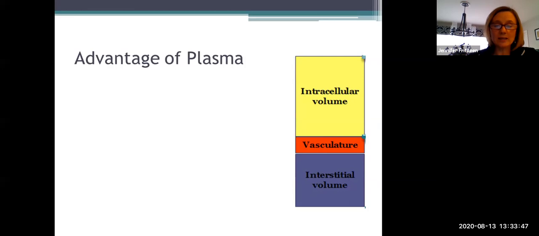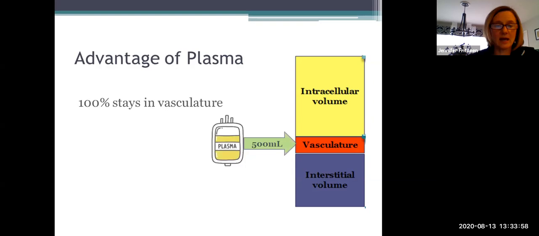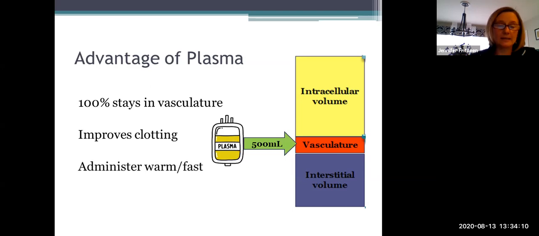Now, FFP or plasma is a wonderful thing when you have low preload, which we do in hemorrhagic shock, so you have an empty vascular system, and you need to fill that tank back up, because FFP, whatever we give, stays in the vascular. So if I give 500 of plasma, all 500 is going to stay in my circulating volume. Also going to help improve our clotting. And again, it's something that we can give warm and fast.